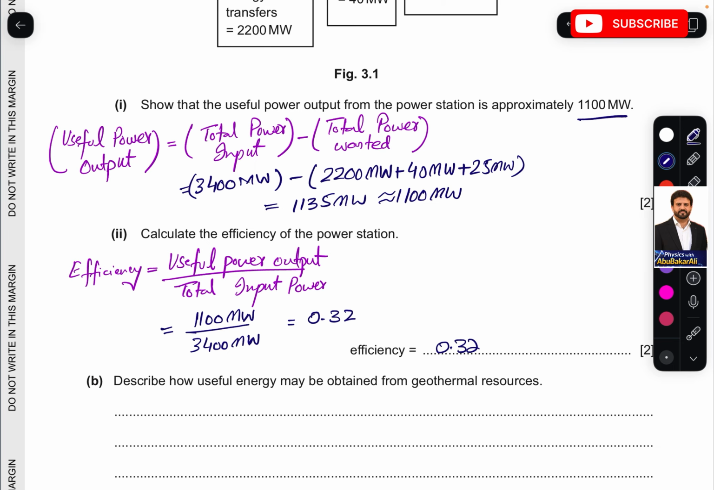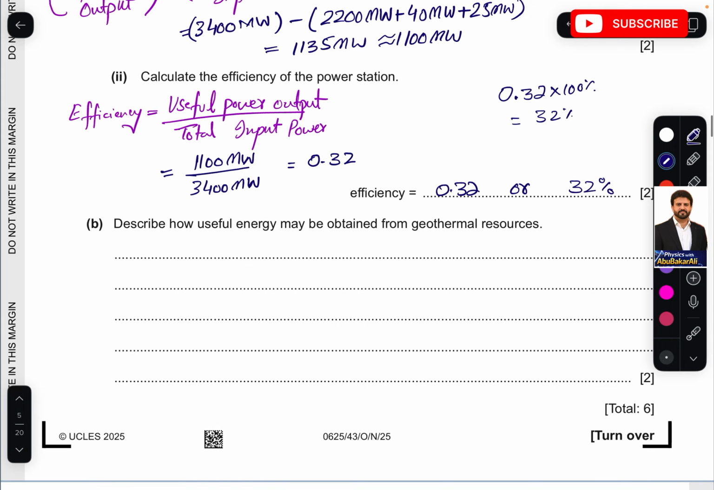0.32. You can also find the answer in percentage if you want. If you want to find it in percentage, you will have to multiply 0.32 with 100. This will be 32%. Okay, so you can also write down 32%. Both are correct.